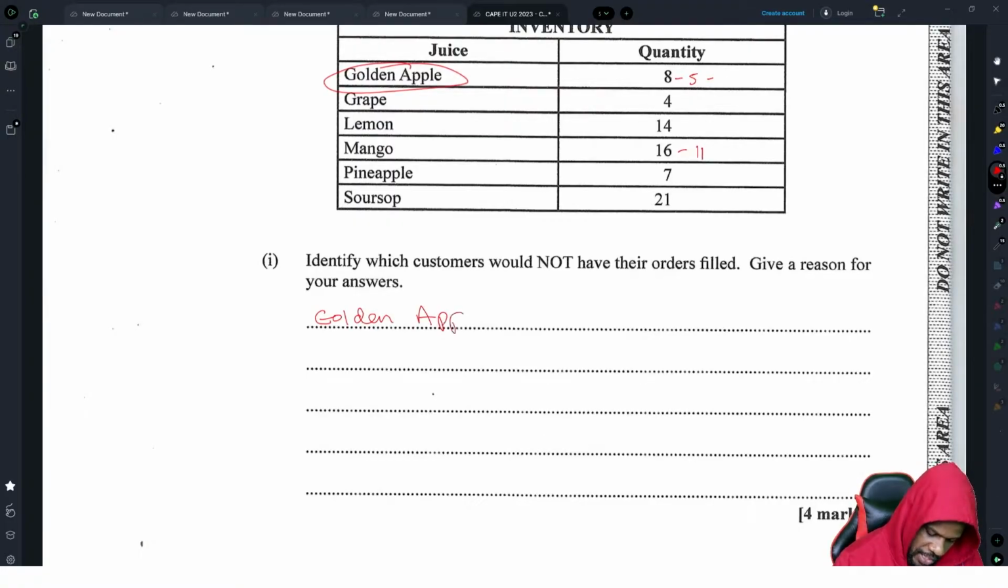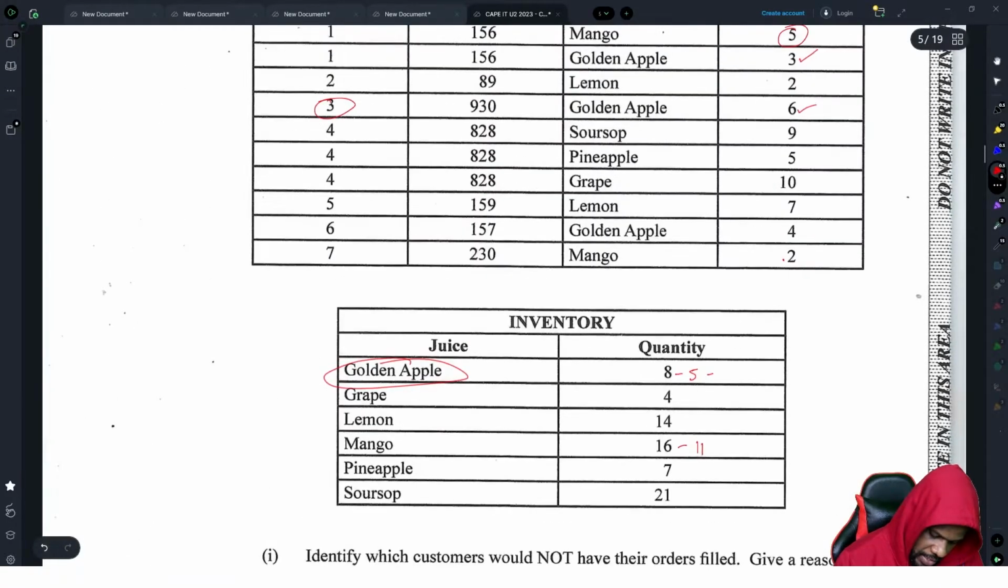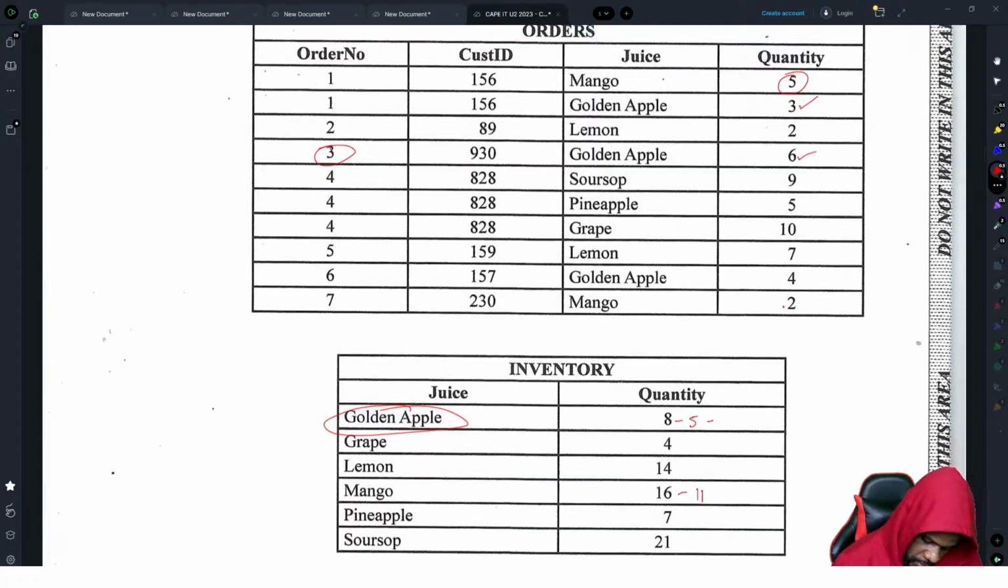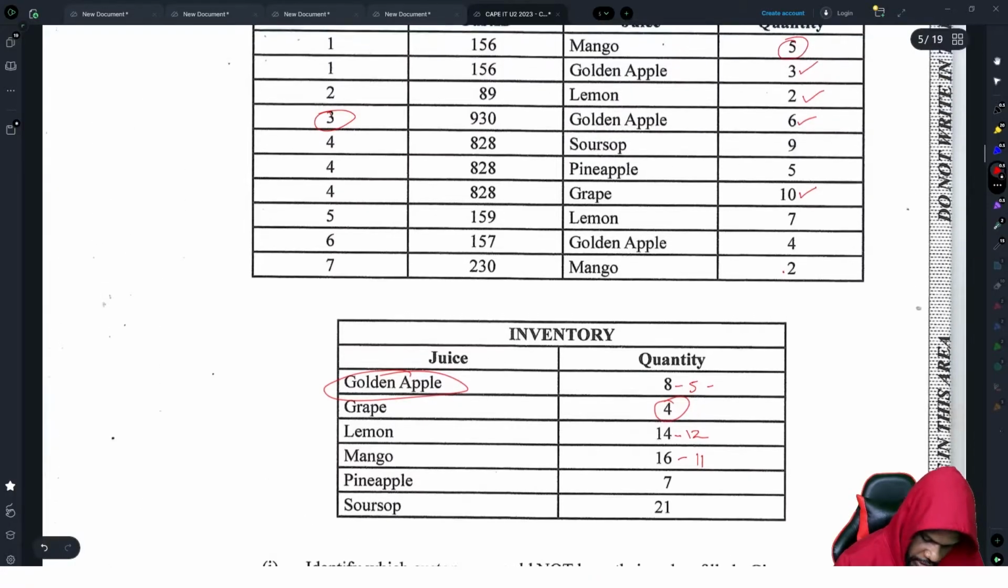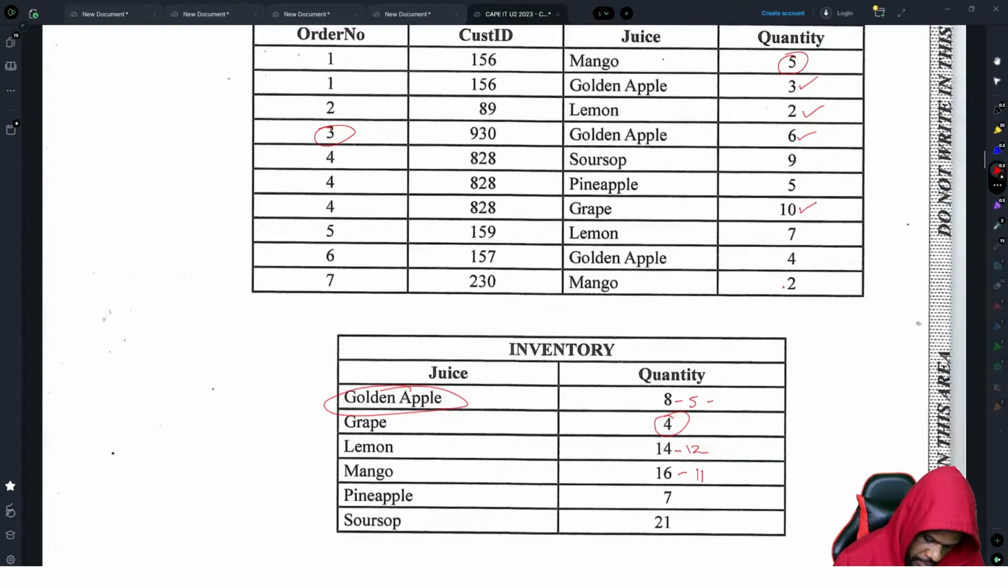This is fully common sense, eh? Fully common sense. Lemon starts off with 2. Lemon is 14, so 14 minus 2 will give you 12. Then lemon again would be 7. Right, lemon should be okay because you'll have 12 left. Mango, we just did. Grape, I didn't do grape. Grape is asking for 10 one time in this order. Yeah, grape only has 4. So grape will be a problem also, because by the time we reach that grape order, all the grape is finished in the inventory.